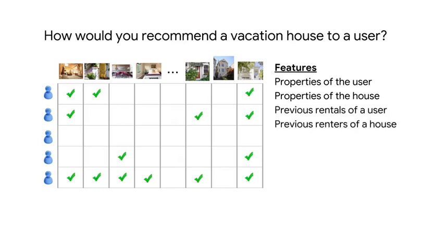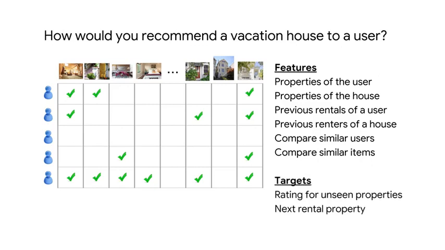Maybe you thought to consider a user's previous rentals, or to consider the previous renters of a given house. Would it be useful to compare similar users' behavior to find new recommendations? Or to suggest similar properties that a user might like? What does it mean for 2 users to be similar? What does it mean for 2 properties to be similar? How do you even measure similarity for things like this?